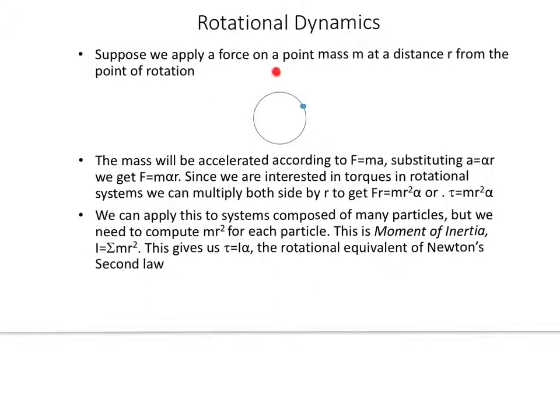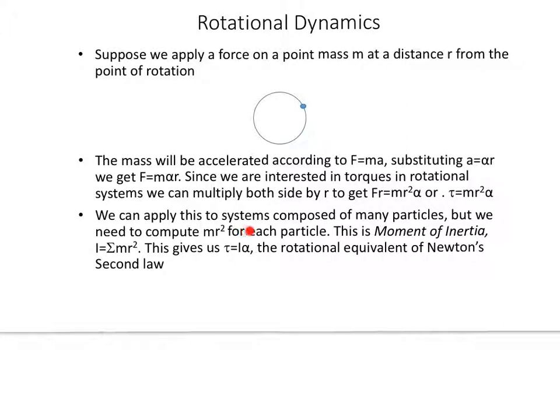And if we apply a force on that mass, it'll be accelerated according to Newton's second law, F equals ma. But now, if we substitute in our relationship between linear acceleration and angular acceleration, we get F is equal to m times alpha times r. And now we're also interested in torques in rotational systems, so if we multiply both sides by r, we get F times r equals mr squared times alpha. And of course, torque is equal to Fr, so now we have torque is equal to mr squared times alpha.